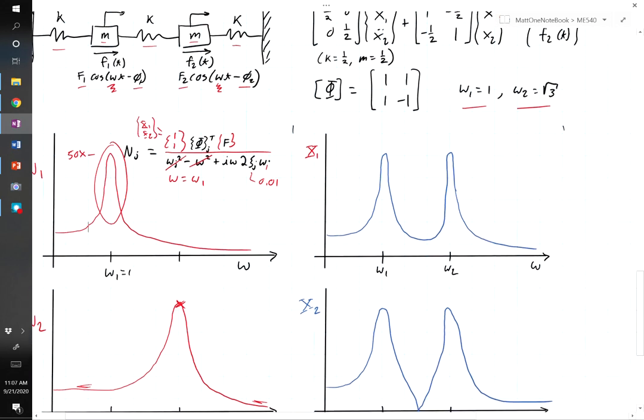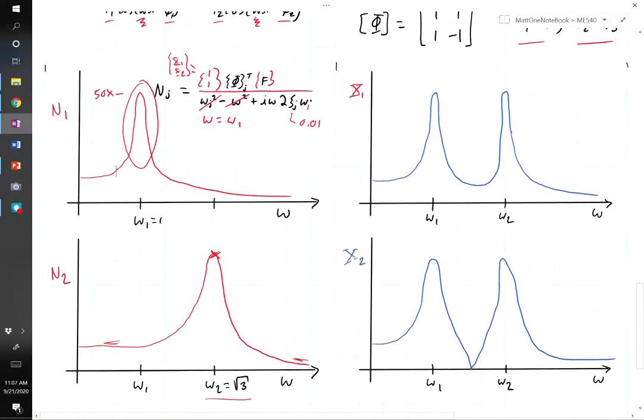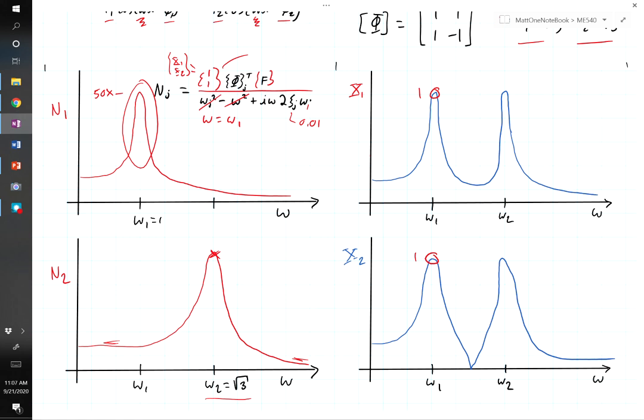So now if we back out and we look at what happens to the individual masses, x1 and x2, we get this same peak showing up and we've multiplied by 1 here and 1 here due to the first mode shape. And so both masses, 1 and 2, show a big response if we excite near the first resonance.